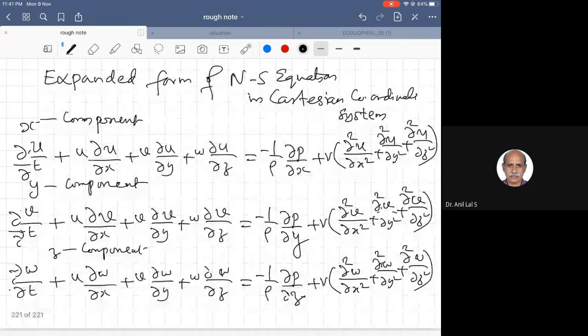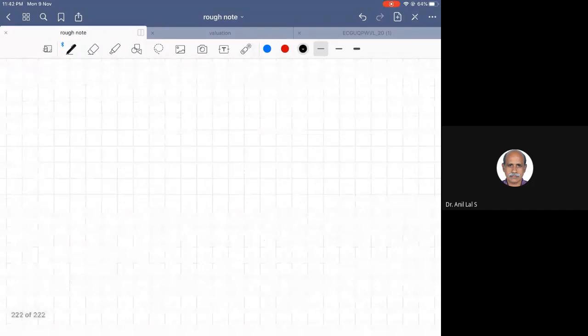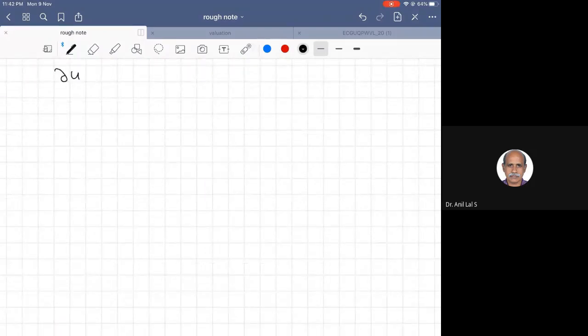And the continuity equation is ∂u/∂x + ∂v/∂y + ∂w/∂z = 0.